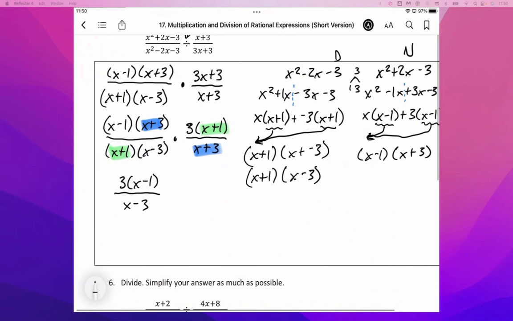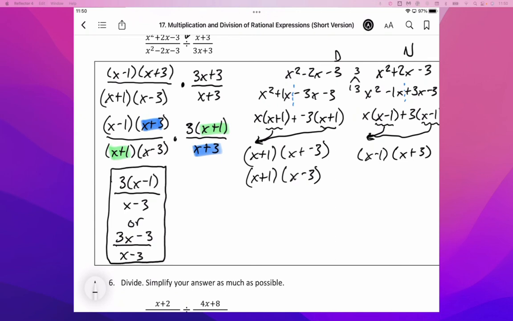And again, I'm not sure what Alex will want. That would be acceptable for me. They may want you to multiply it through, so that would make 3x minus 3 over x minus 3. Either one of those will be totally acceptable for me.